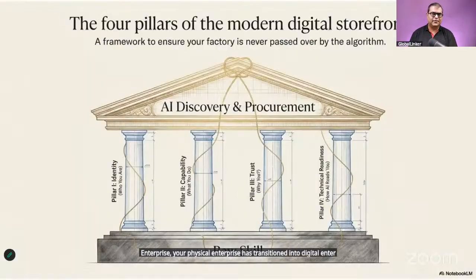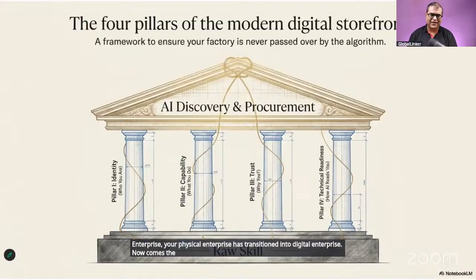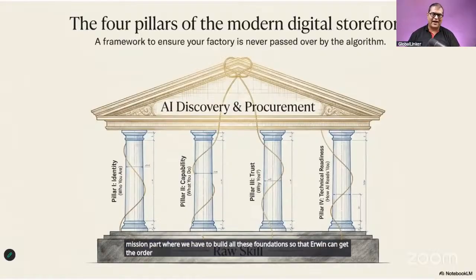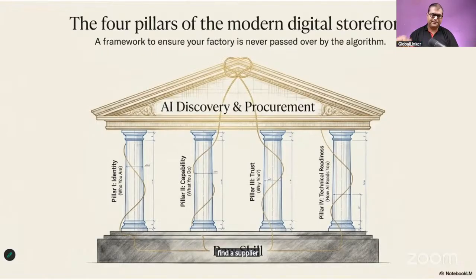Now comes the mission part where we have to build all these foundations so that Arvind can get the order from the international buyer. So the AI discoverability, I'm not talking about human discoverability, I'm talking about AI. So the international buyer has asked the servant, who's servant? AI, to find the supplier. So that's where you have these four pillars which we have to work on. That is where Arvind's business will become AI discoverable.